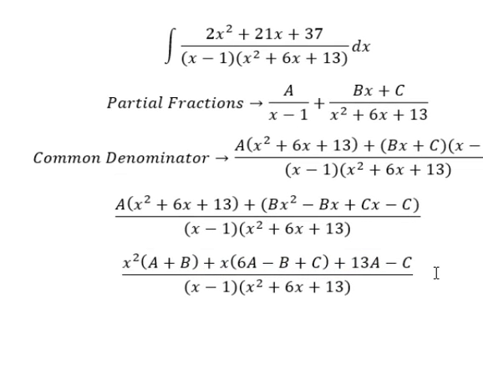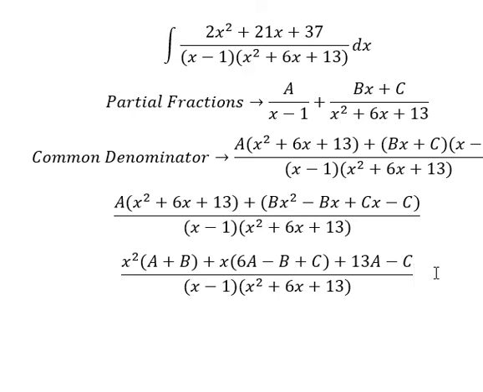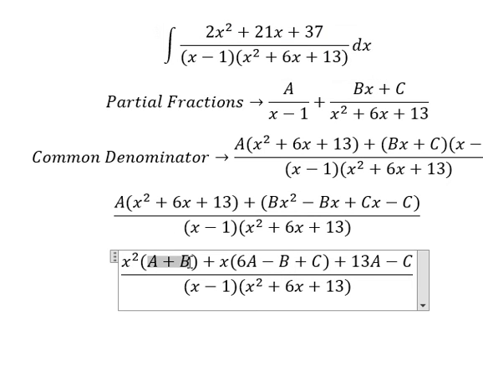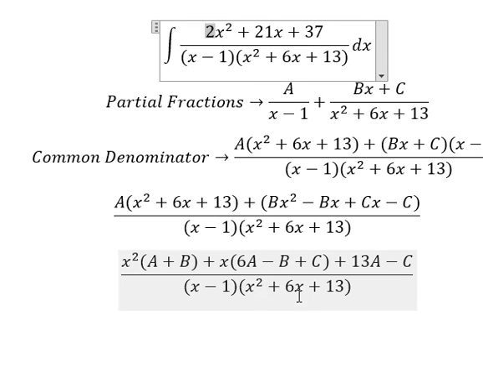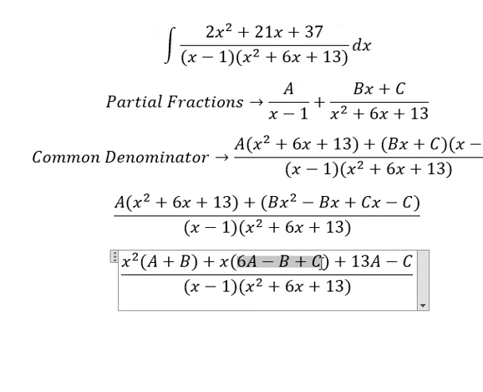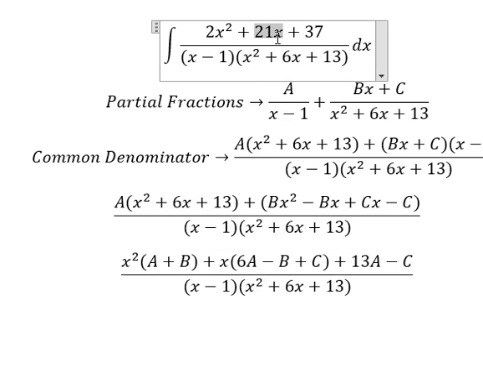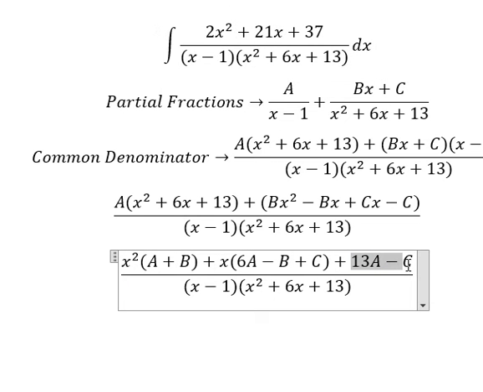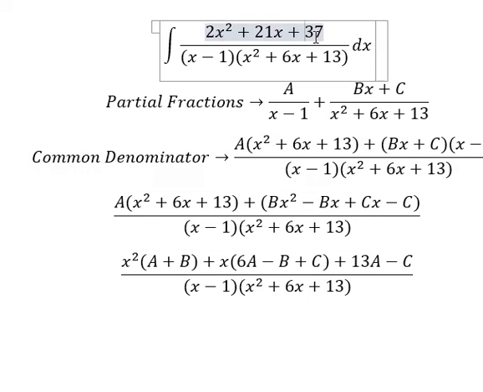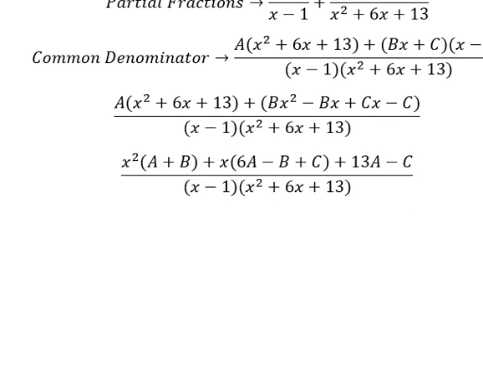Now, we need to compare coefficients. For s squared we have 2, so A plus B equals 2. This one equals 21. This one equals 37. And now we create the system of equations.